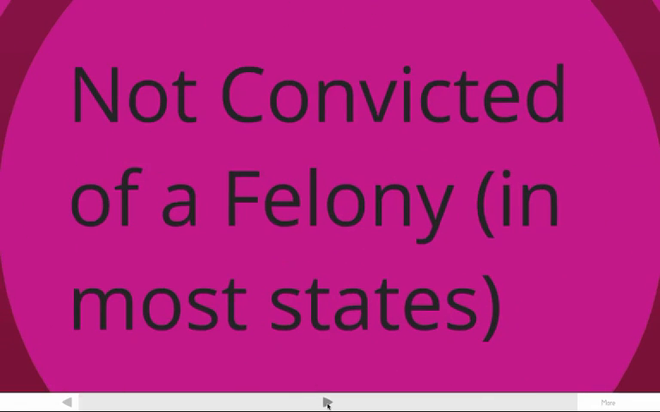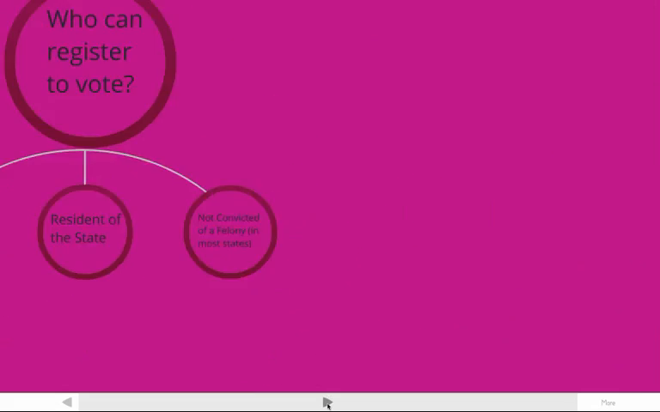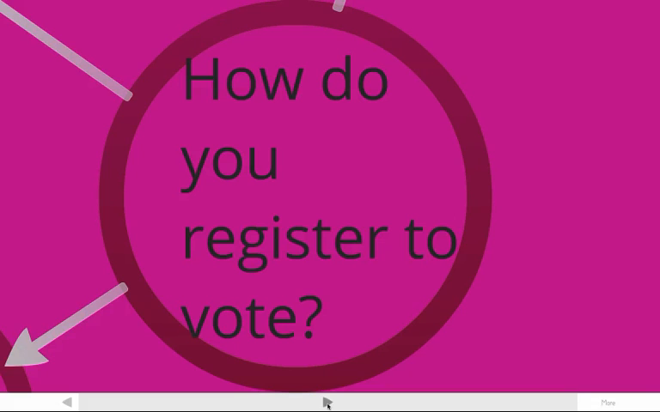And the third thing is that you cannot be convicted of a felony. Now, this is the case in most states. North Carolina, you cannot vote if you have been convicted of a felony. There are some states, however, that do not have this restriction and only have the other two requirements in order to register to vote. So, second question is, how do you register to vote?